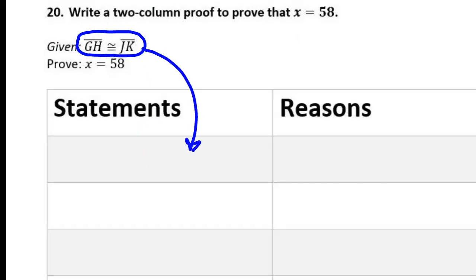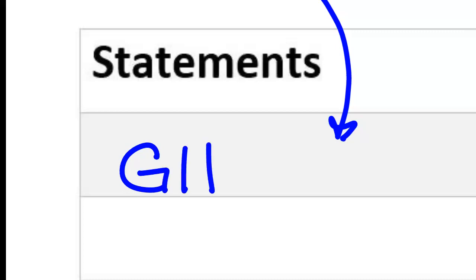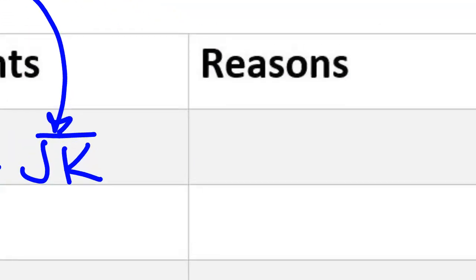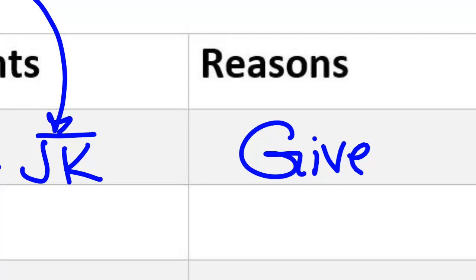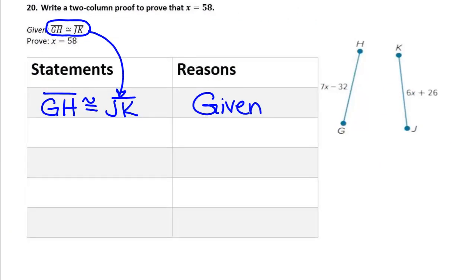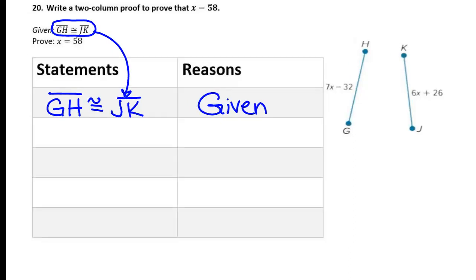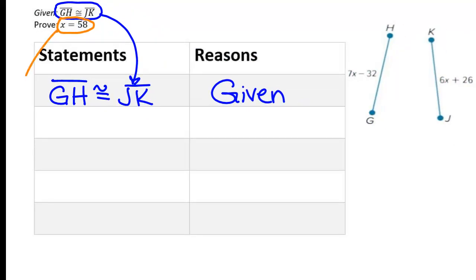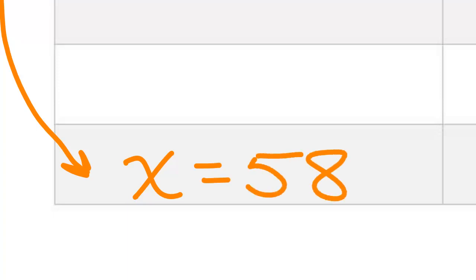Goes on the statement side. So segment GH is congruent to segment JK. My reason? Given. There's another statement I can fill in right away. Yes, x equals 58. Where do I put that statement? All the way at the bottom. X equals 58.